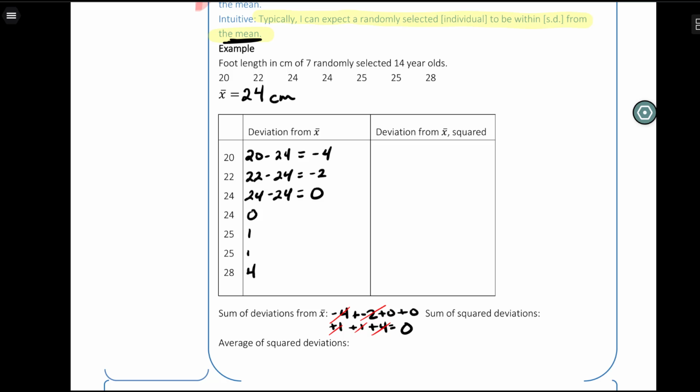So what we need to do is find a way to handle these negative and positive values. And the way we do that is we square. Because what happens when you square a negative number? It becomes positive. So let's do that for all of these, squaring each one all the way down the line.